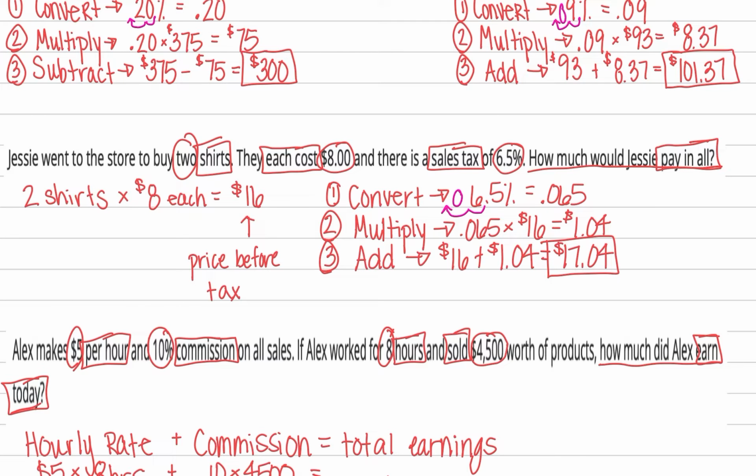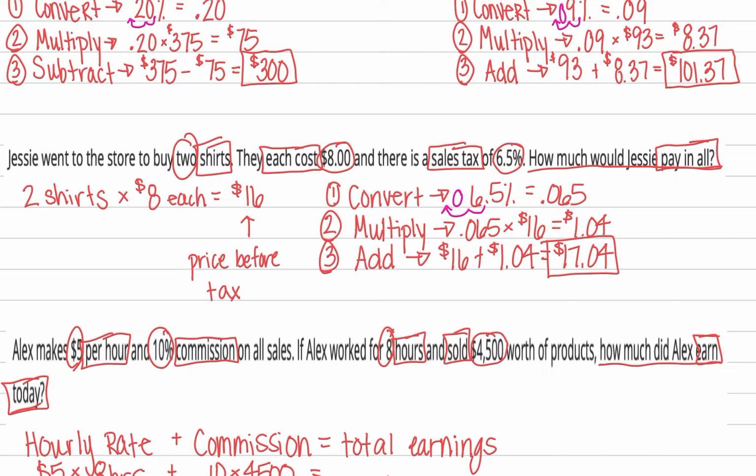Normally they give us the total price, but they didn't give us the total price. They told us 2 shirts, each $8. So we're going to have to do a little extra work first. If I buy 2 shirts for $8 each, that's $16 for my price before tax. So this is the total cost that I'm working with. Now we've got to add our tax onto that.